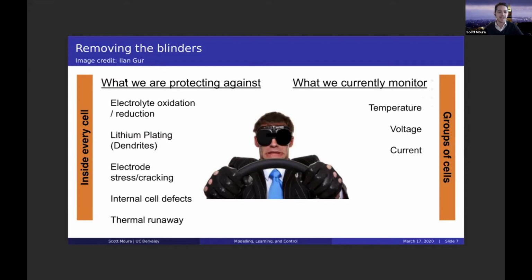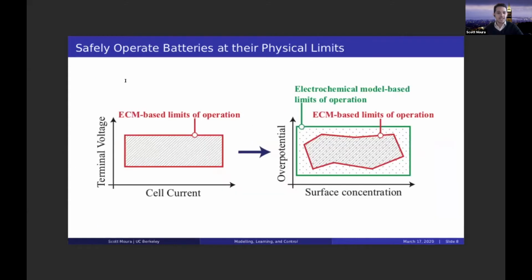So this would be analogous to essentially saying, we want to have an F1 race, but we're going to blind the drivers, and they can only feel and hear, and their job is to finish the race as quickly as possible. So this is the importance of estimation for control: can we remove the blinders? Now, if we can remove the blinders, then we can change the paradigm in how we control batteries.